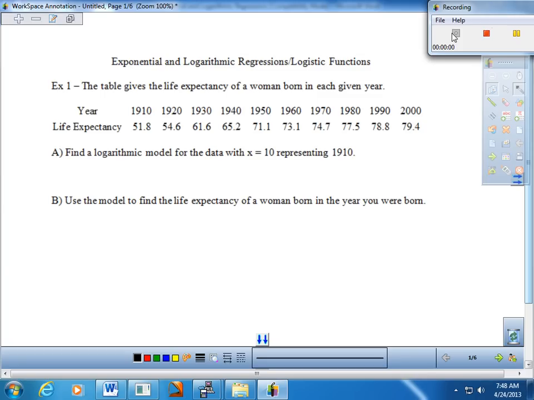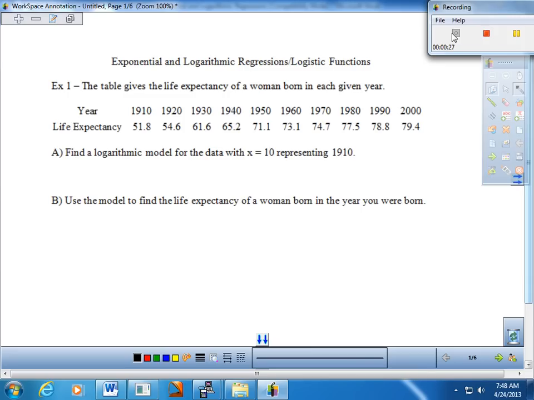Welcome. Today's notes worksheet is entitled Exponential and Logarithmic Regressions and Logistic Functions. We'll have the opportunity today to take a look at some data sets that are exponential and logarithmic in nature, and we'll use the graphing calculator to mathematically model them. So let's go ahead and grab that graphing calculator and then immediately take a look at example 1 and see what variable quantities are related together here.